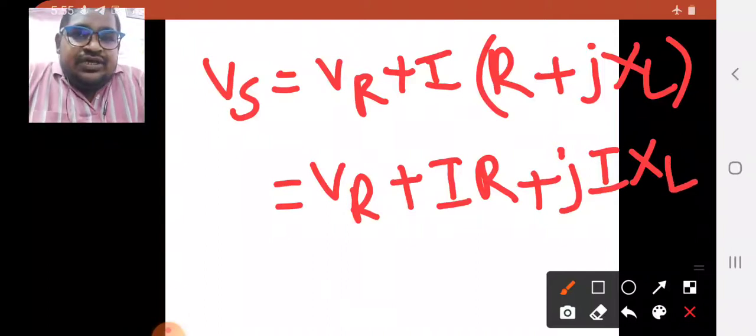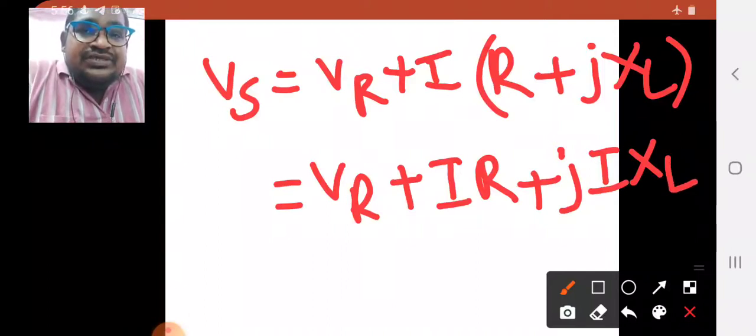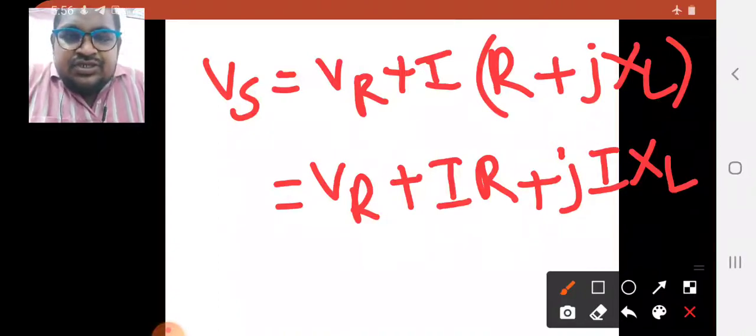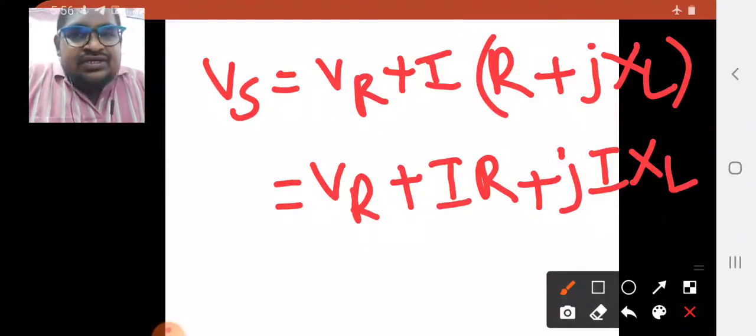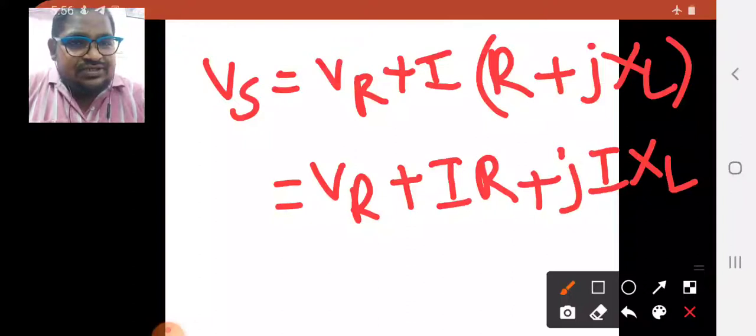Generally we assume that the load is inductive in nature, in the sense the load current lags the load voltage. Load current and line current are both the same, because all elements are connected in series. Hence Is is equal to IR is equal to I. Therefore the current I lags the voltage VR by some angle, let it be phi. Remember these terms: VR, IR, j I XL.